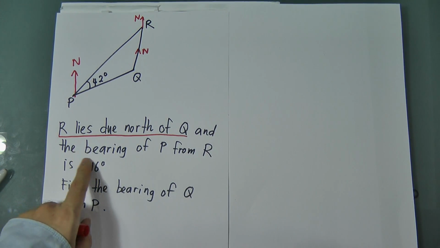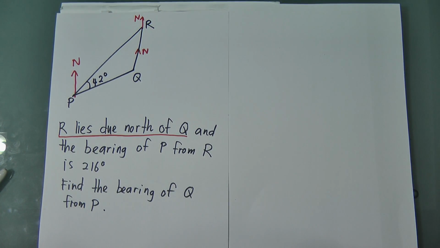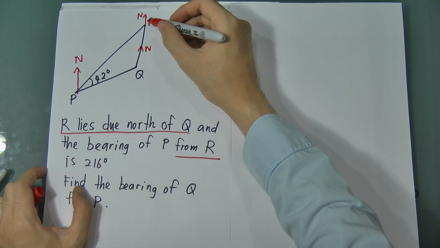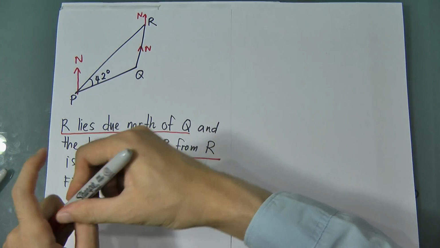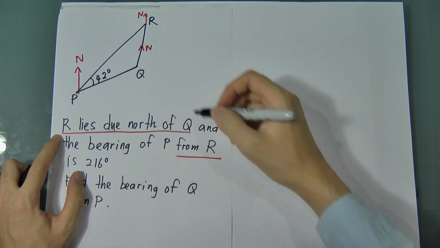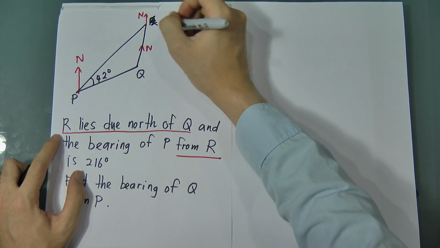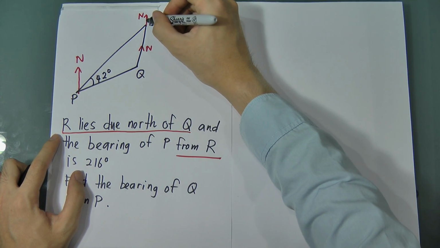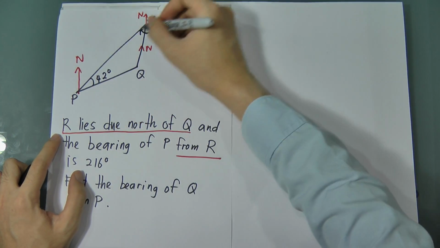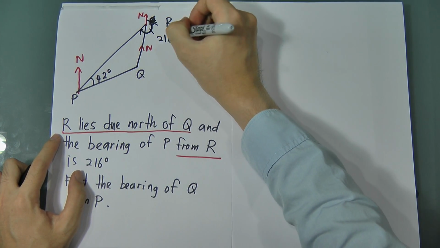Alright? And the bearing of P from R is 216. So the angle from R, at the R here, rotate until P. Rotate until the line connecting P and R. So I know I have to connect. Let me write the R here because I'm going to rotate. From north, clockwise, we rotate until the line connecting R and P, which is this line. So the total angle is 216.